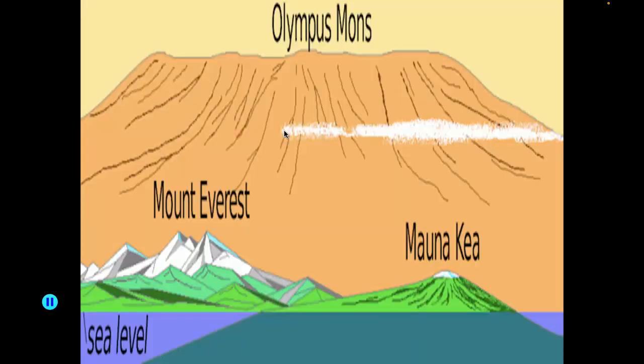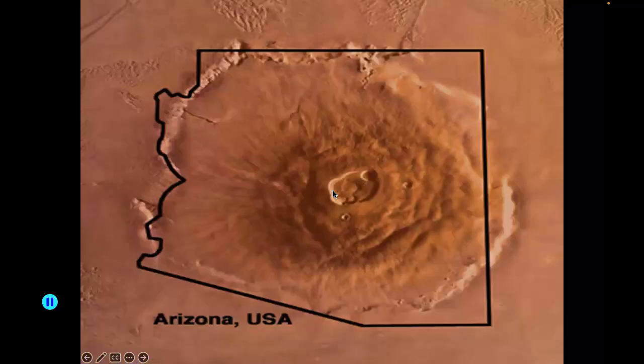To give you an idea of how big it is, it's 3 times larger than Mount Everest, which is the tallest mountain here on Earth. Mauna Kea is the largest point on Hawaii, and you can see it's significantly taller than that. It is as wide as the state of Arizona, so a very big volcano and a shield volcano.